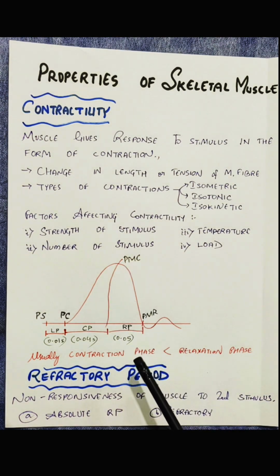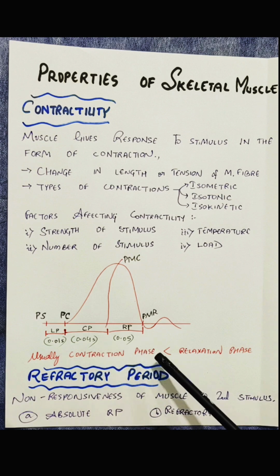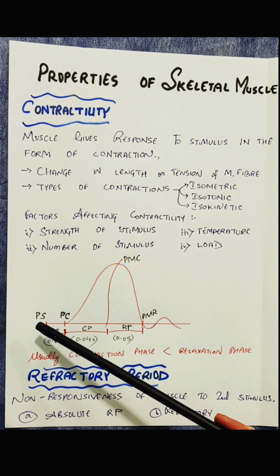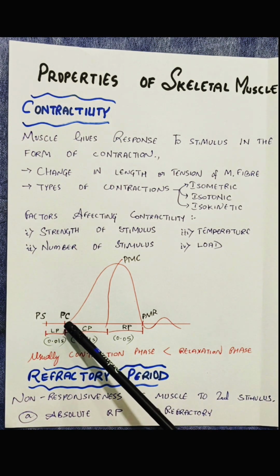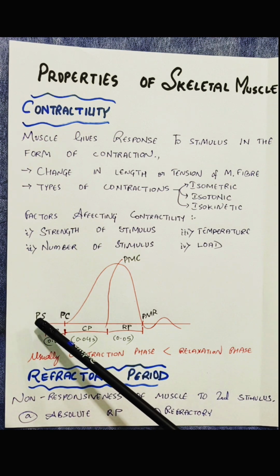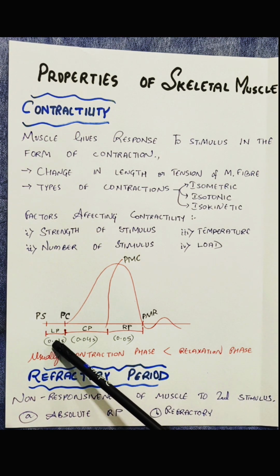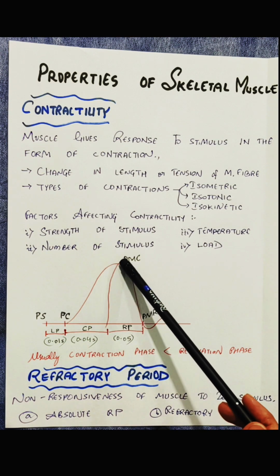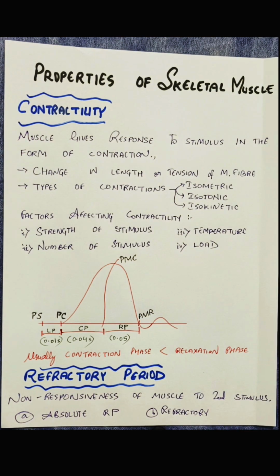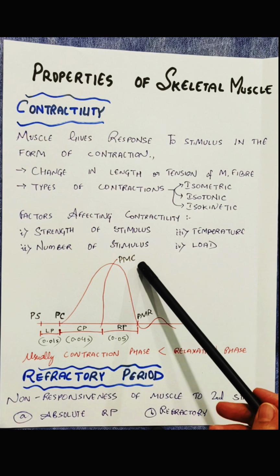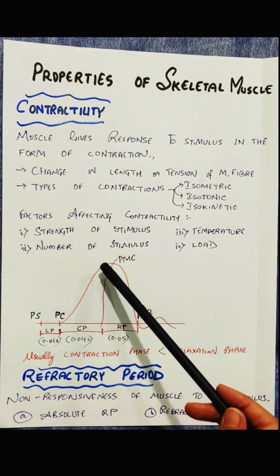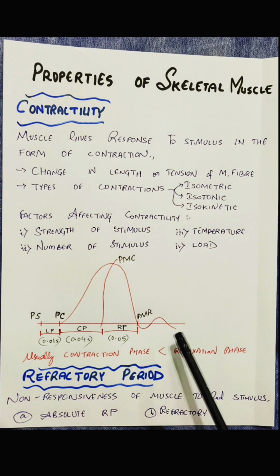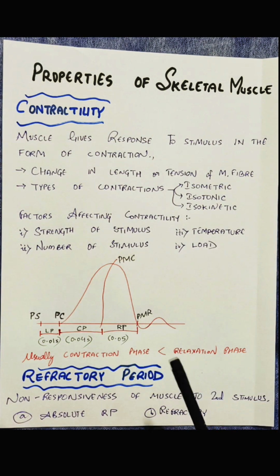We can see this curve that usually shows that the contraction phase is almost always less than the relaxation phase. So we have a point of stimulus. This is the point of contraction. Between the point of stimulus and contraction is the latent period or the latent phase. Then comes the contraction period, and this is the point of maximum contraction. Then comes the relaxation phase from this to this. Then there is the point of maximum relaxation, and so on the muscle contracts.